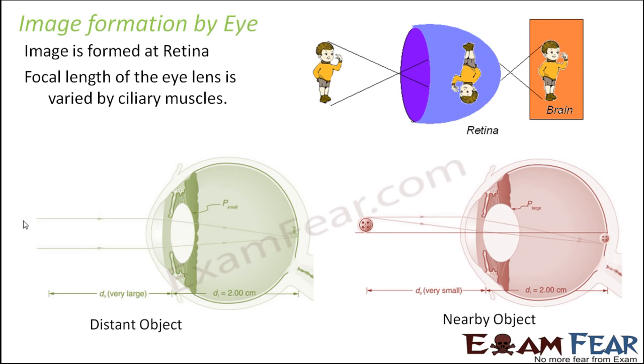Now for a distant object, if the object is at infinity, and for an object which is at a finite distance, this is how the image will be formed. I will not get into the details of these ray diagrams because these have already been taught in your physics. If you want to know more about them, you can refer to the physics videos of class 9th.